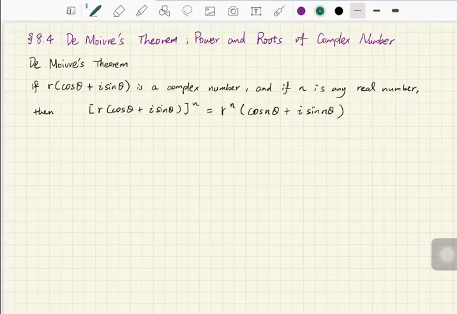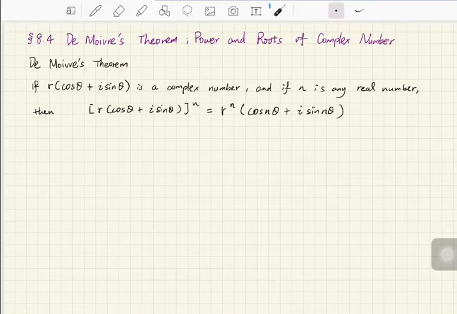From section 8.3, we talked about how to multiply two complex numbers in the polar form and how to divide two complex numbers in the polar form. Now in section 8.4, we want to talk about what if I want to find the nth powers of any complex number in the polar form. In the next video we're going to talk about the root form. So here we're going to introduce a theorem called De Moivre's theorem.